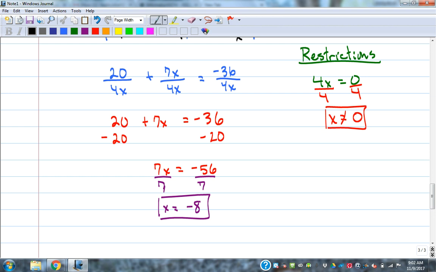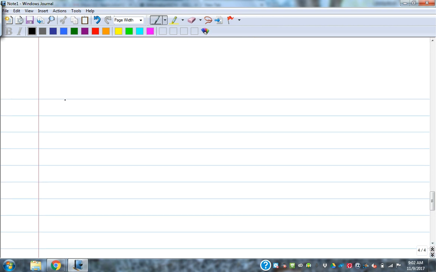All right. So let's look at one that's maybe a little bit more to it. That one's a little too easy. 1 minus 8 over x minus 5 equals 3 over x. All right. One of those is not even a fraction. Or maybe it is. It's 1 over 1, so it is a fraction.